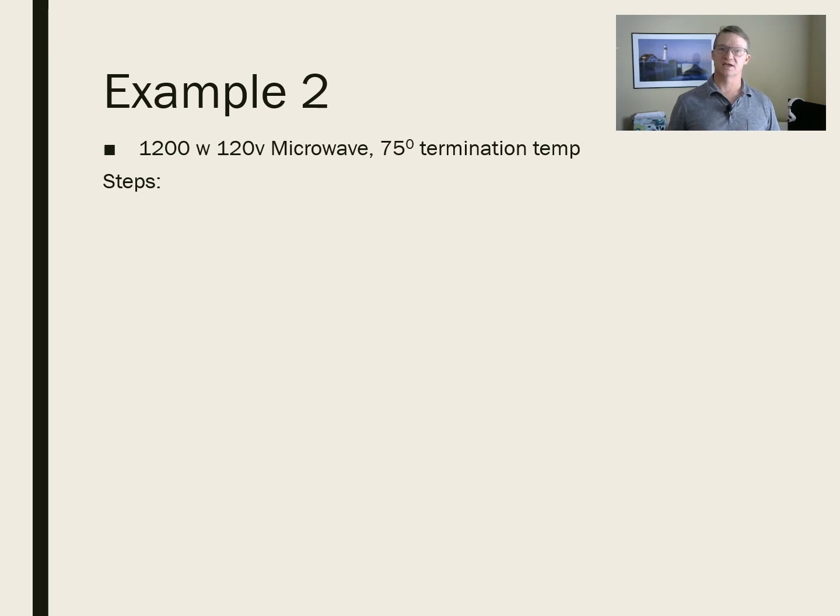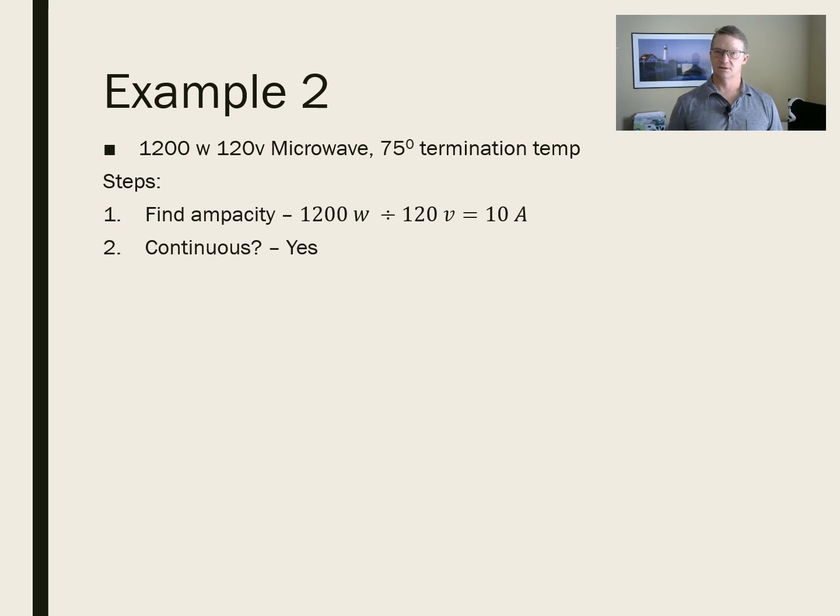Let's take a look at another example. Now we have a 1200 watt microwave rated at 120 volts, and it's also on a 75-degree rated termination temperature breaker. The first step, as before, is just to find the ampacity. We take our wattage, which is 1200 watts, divided by our voltage, which is 120 volts, and we get a 10 amp rated circuit.